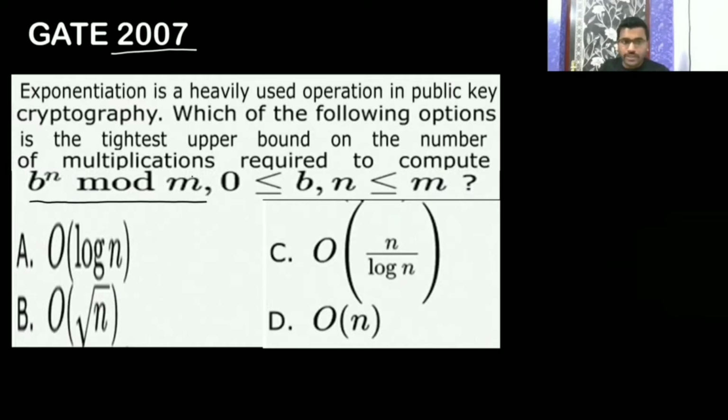So to compute this, what is the maximum number, the tightest upper bound, on the number of multiplications, where b is greater than or equal to 0 and n is smaller than or equal to m. A is the correct one. By using binary exponentiation, we can reduce the number of multiplications.